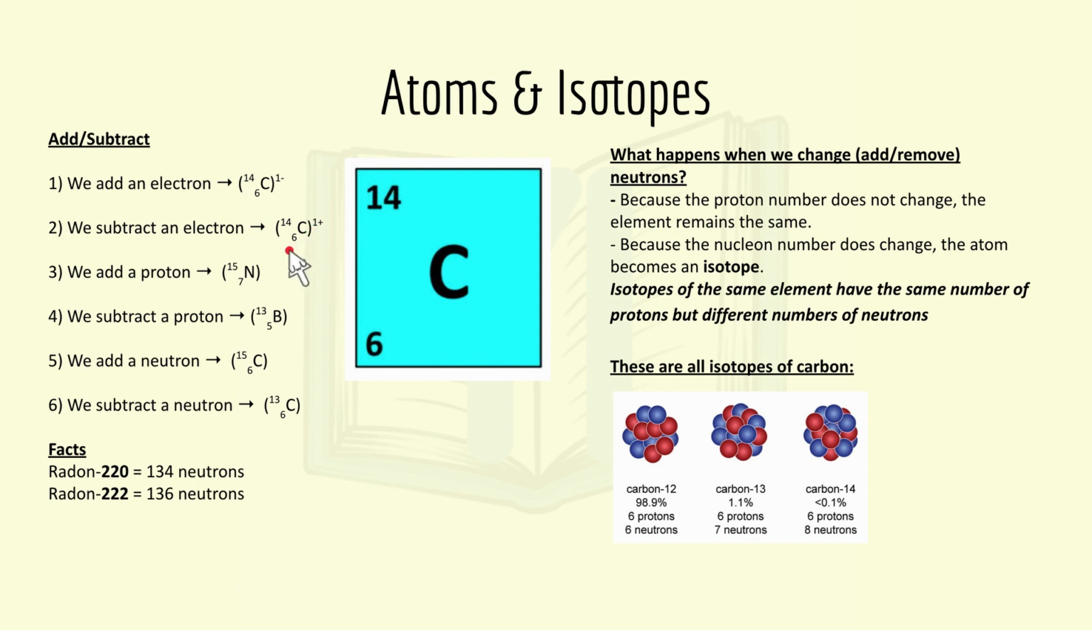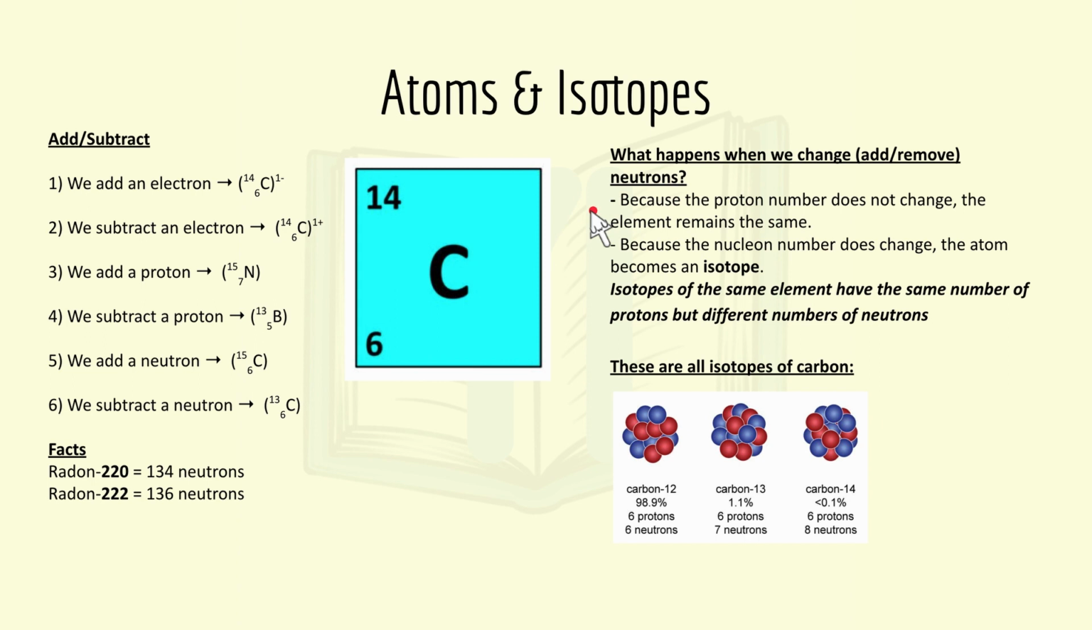If we add a proton, we get nitrogen 15, and if we subtract a proton, we get beryllium 13. And if we add a neutron, we get carbon 15, 6, which is an isotope. And if we subtract a neutron, we get 13, 6 of carbon, which is an isotope.